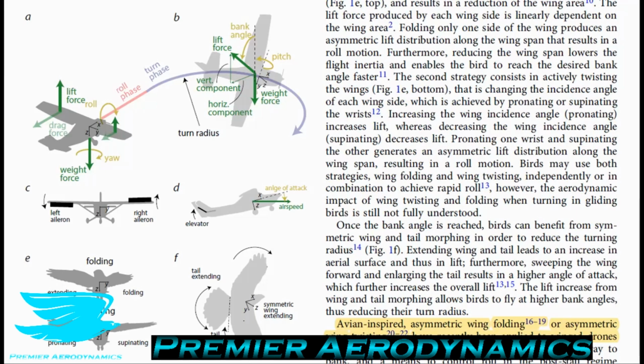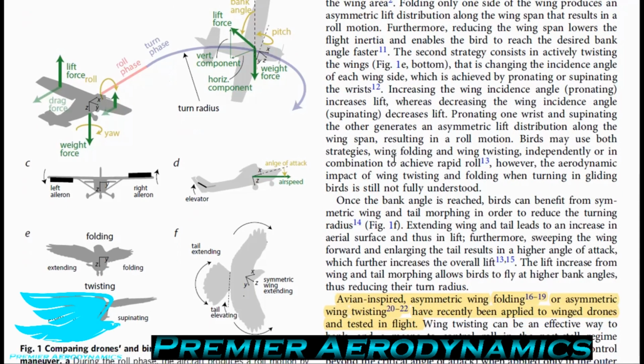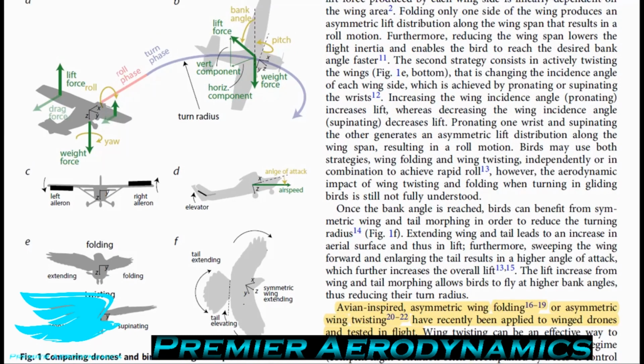However, the aerodynamic impact of wing twisting and folding when turning in gliding birds is not fully understood yet. So let's continue with this figure. So once the bank angle is reached, birds can benefit from symmetric wing and tail morphing in order to reduce the turning radius. So they not only change the wing span, but also the tail. They can extend it or fan it out a bit more.